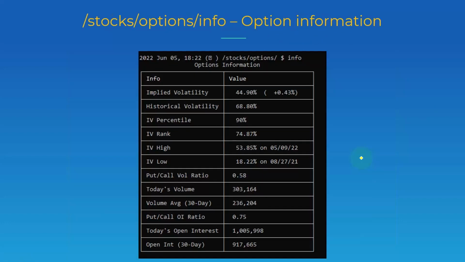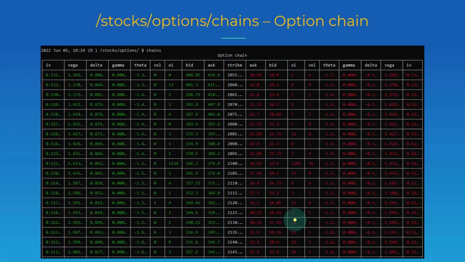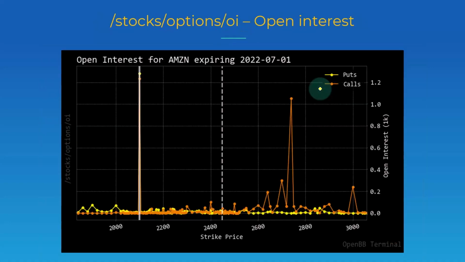I can look at the IV, well, not just IV, but basically option information over here, which includes things such as the current IV level, current IV rank, what the high and low is within that particular range, put call ratios, open interest, things like that. I can see the actual option chain itself from the software, similar to what you would see in TOS or some other broker platform.